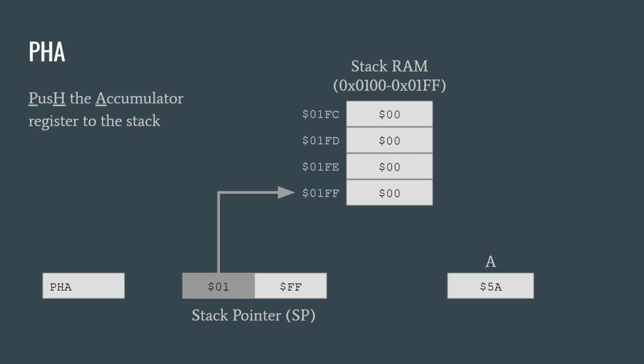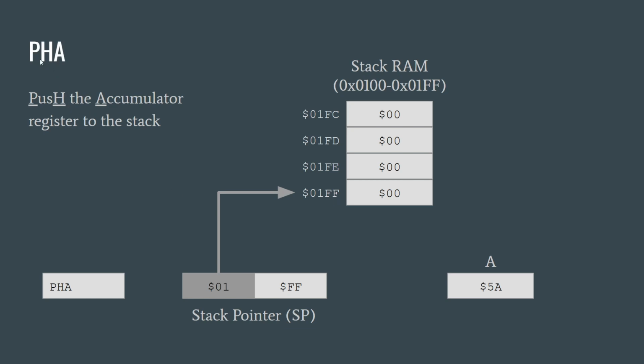All right, so I highlighted those. The first instruction that manipulates the stack is the PHA instruction, and that's push the accumulator register to the stack. So here over to the left we have the PHA instruction. That's what that would look like. And over here we have the accumulator with a value of 5A. You can see in our stack RAM it's all zeros right now, and our stack pointer is pointing to 1FF.